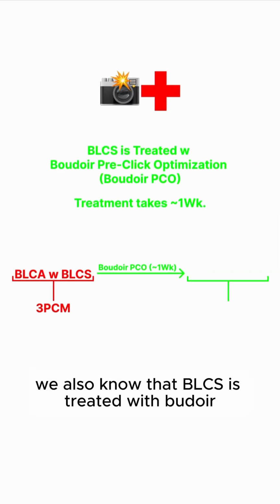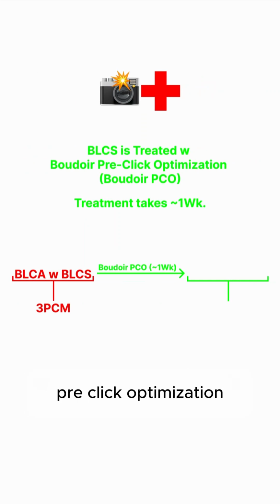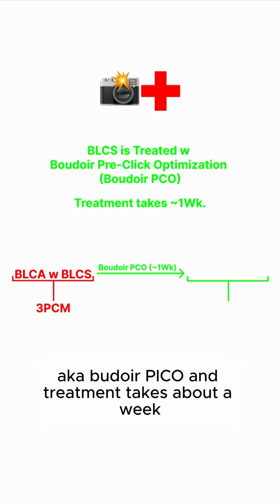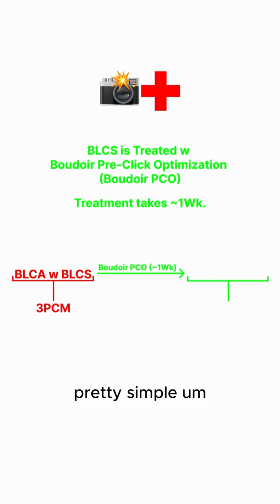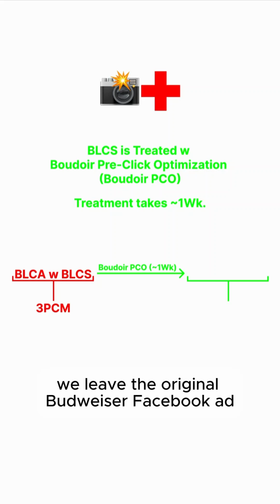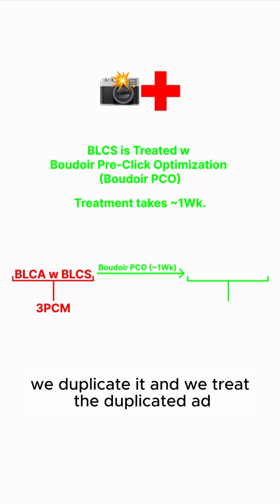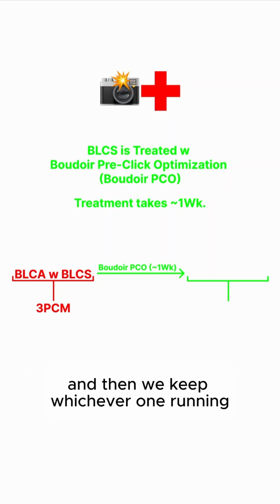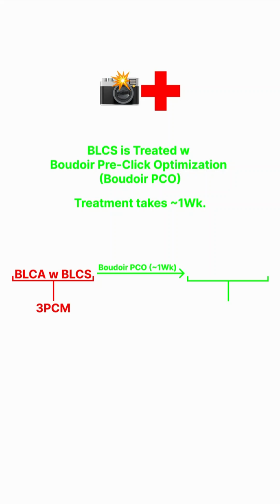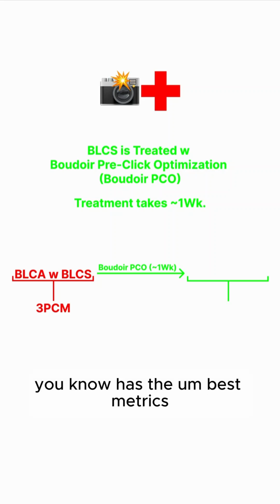We also know that BLCS is treated with Boudoir pre-click optimization, aka Boudoir Pico, and treatment takes about a week. And we know this because we invented it and we've already done it a bunch. Pretty simple. We leave the original Boudoir Facebook ad, we duplicate it, and we treat the duplicated ad, running it in parallel with the original, and then we keep whichever one has the best metrics.